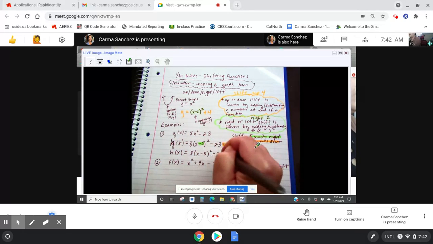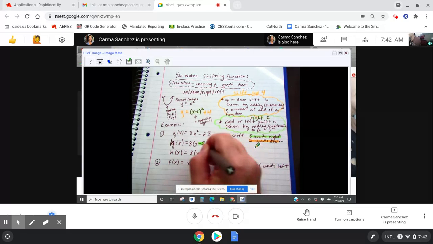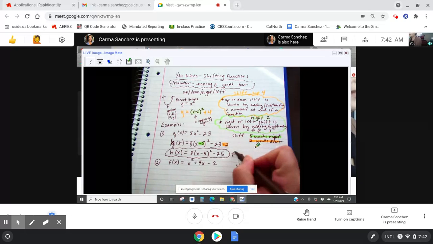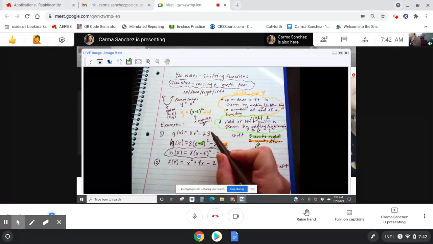Minus 25. Where does this minus 25 come from? Do you see how we combined the negative 23 and the negative 2? This is manipulating the function to show the equation for the new translated function h of x. This h of x has been moved 5 units right and 2 units down from the original g of x function. Let's go do another one.